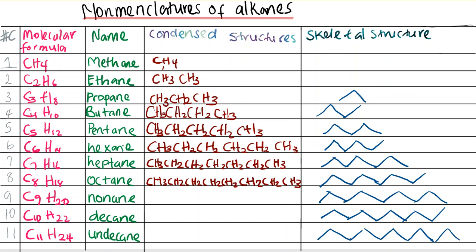The condensed structure shows you the long chain, and the skeletal structure doesn't show the hydrogens. The reason why methane doesn't have a skeletal structure is because the skeletal structure shows carbon-carbon bonds and not carbon-hydrogen bonds. Methane is just a carbon bonded to 4 hydrogens, so it doesn't have a skeletal structure per se, but the name is very important. The name shows you how many carbons are bonded to one another. For instance, a 4 carbon chain is butane, a 7 carbon chain is heptane, and a 9 carbon chain is nonane.